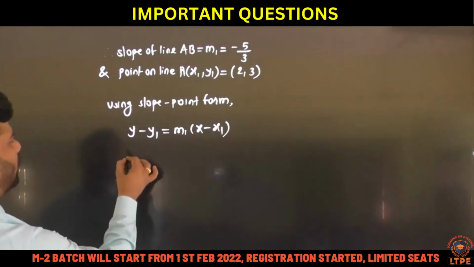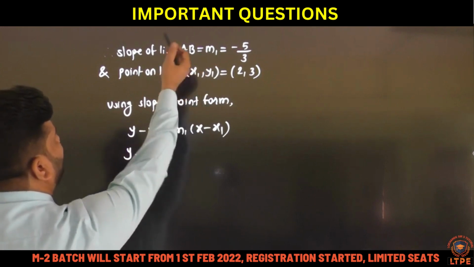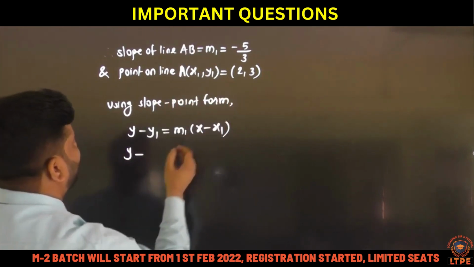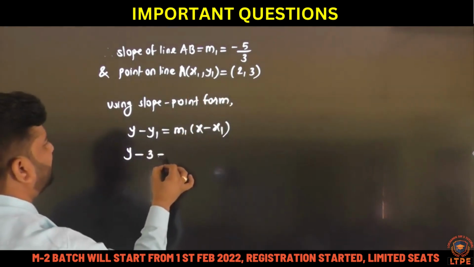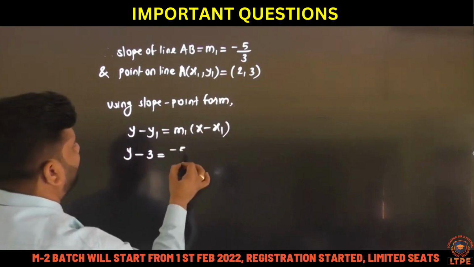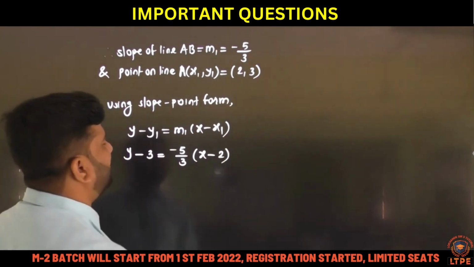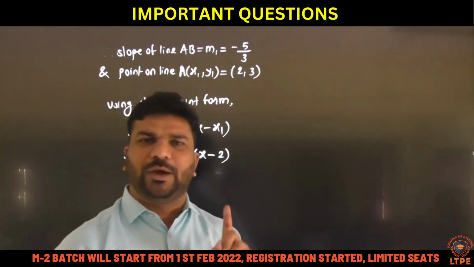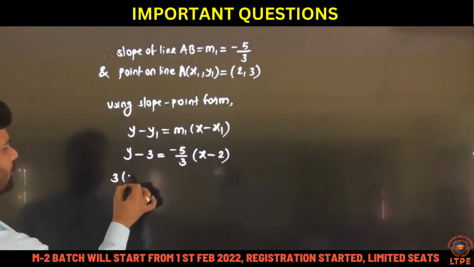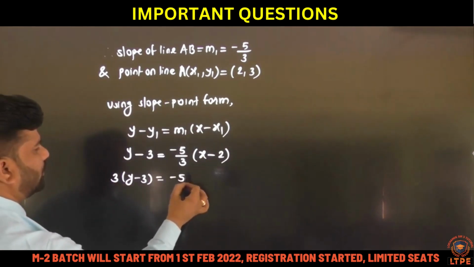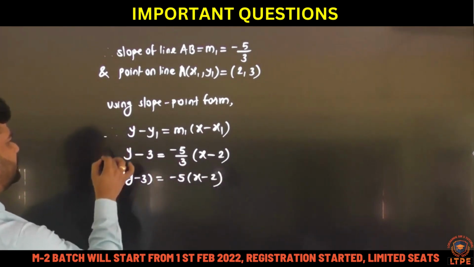So using slope point form, y minus y1 equals m1 times x minus x1. For line AB, point A on the line is (2, 3), so x1 is 2 and y1 is 3, and m1 is the slope of line AB. Now divide by 3, transfer to this side and multiply by 3: y minus 3 equals minus 5 over 3 times x minus 2, so multiplying by 3 on both sides.